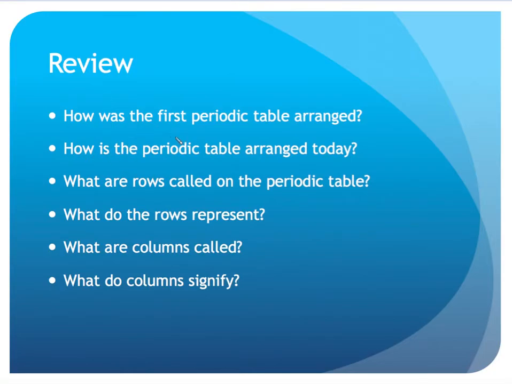So I would like you to answer these questions. How is the first periodic table arranged? How is it arranged today? Is it the same? Is it different? What are rows called? We didn't talk about this. Rows are called periods. So rows on the periodic table are called periods. What do they represent? That one you should be able to answer. What do we call columns? And what is important about columns? What do they tell us about an atom?